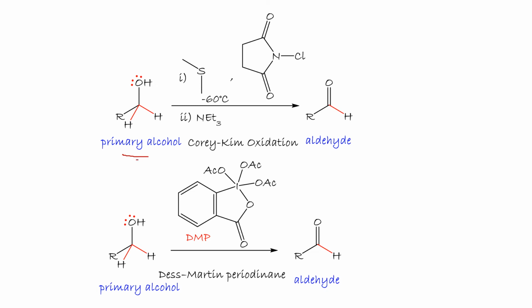Primary alcohol with Corey-Kim oxidation, dimethyl sulfide with N-chlorosuccinimide as a first step, then treat the reaction mixture with triethylamine, will give again selective oxidation toward aldehyde and stop. No further oxidation. Primary alcohol with Dess-Martin periodinane will give again the aldehyde, no further oxidation.